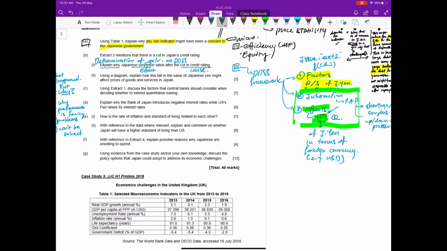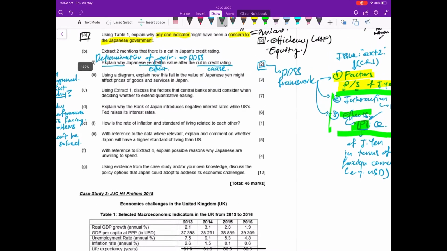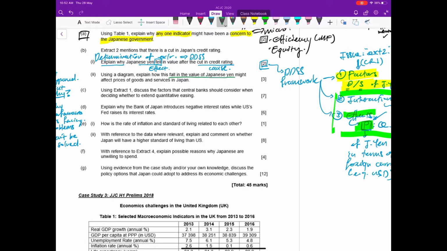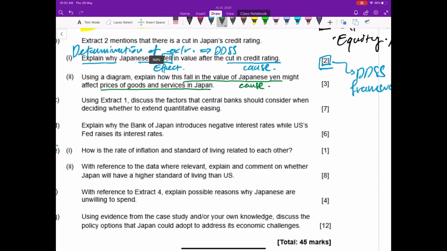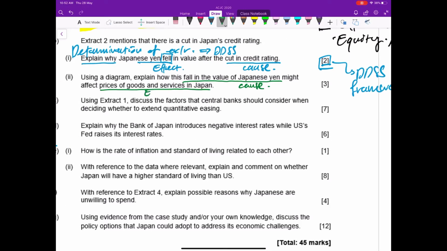Let's continue on with our question B part 2. Using a diagram, explain how this fall in the value of Japanese yen might affect goods and services in Japan, prices of goods and services. So now B part 2 is quite interesting because the fall in the value of Japanese yen is now the cost. And there is a different outcome that we want to focus on, the price of goods and services in Japan, and that's the effect.